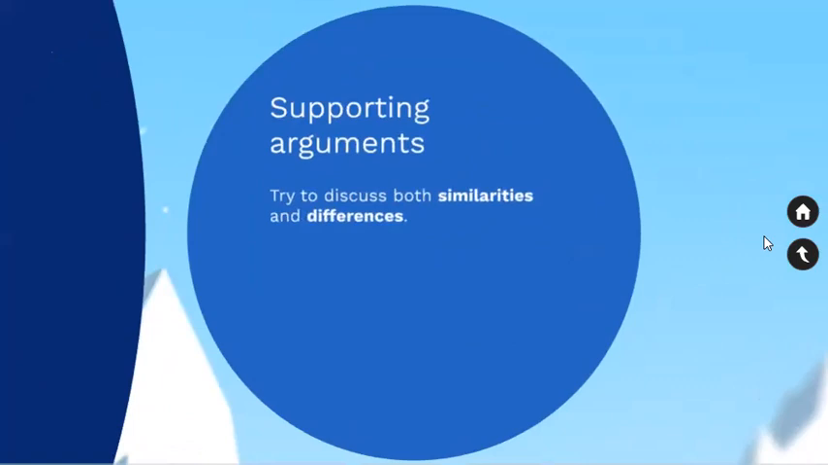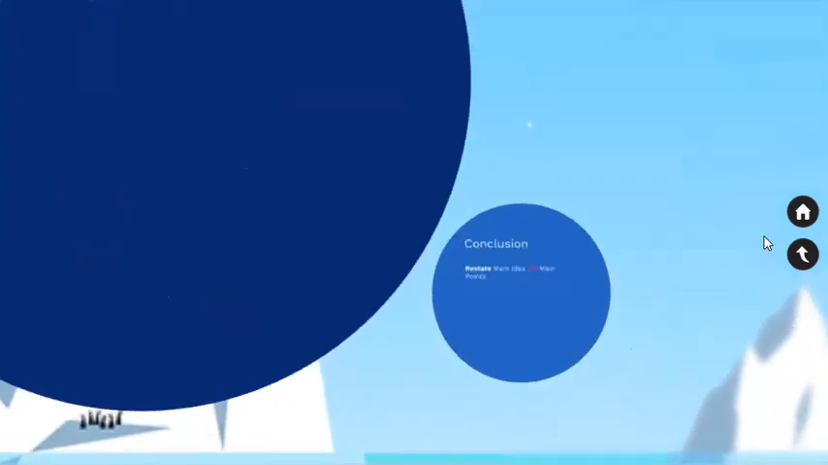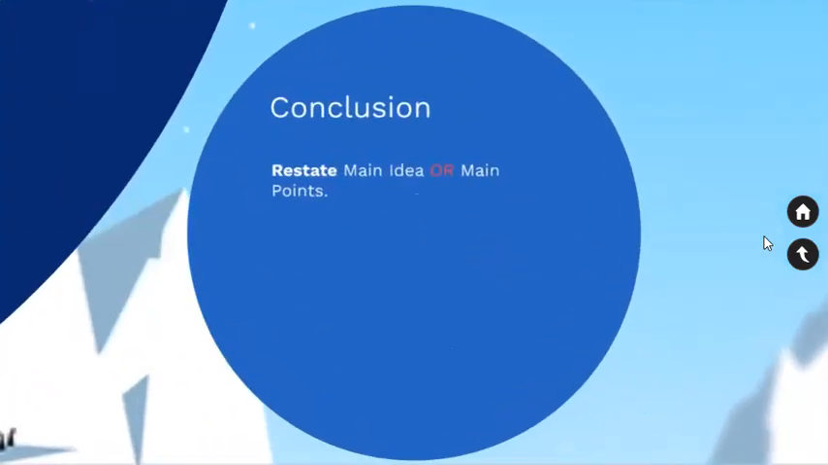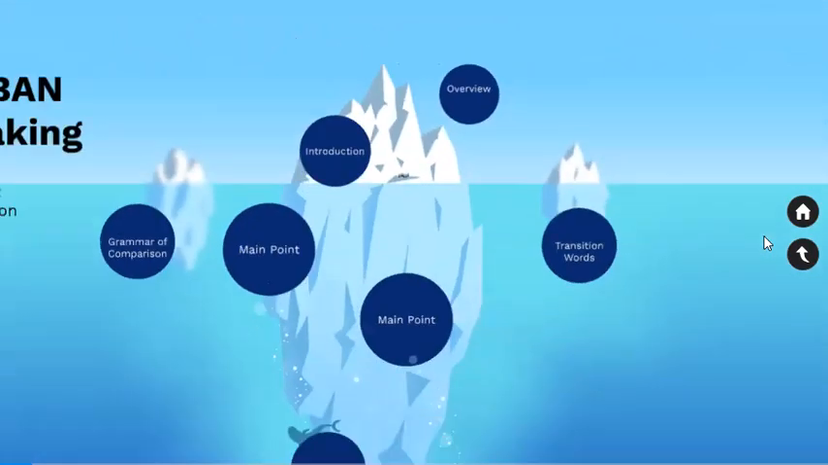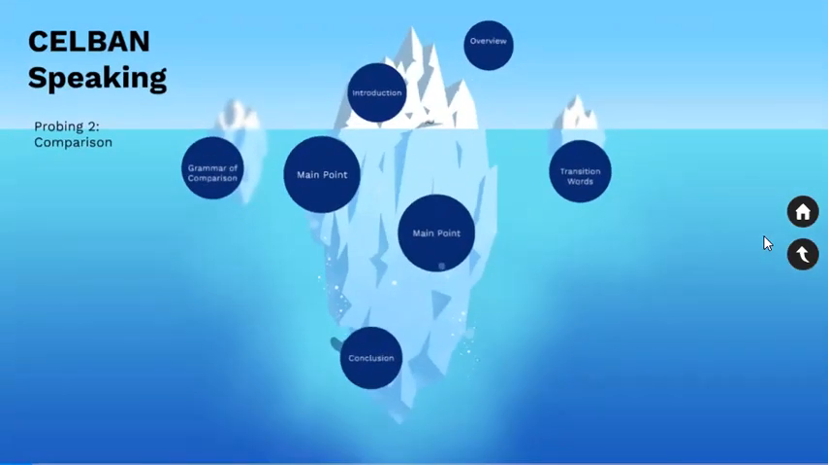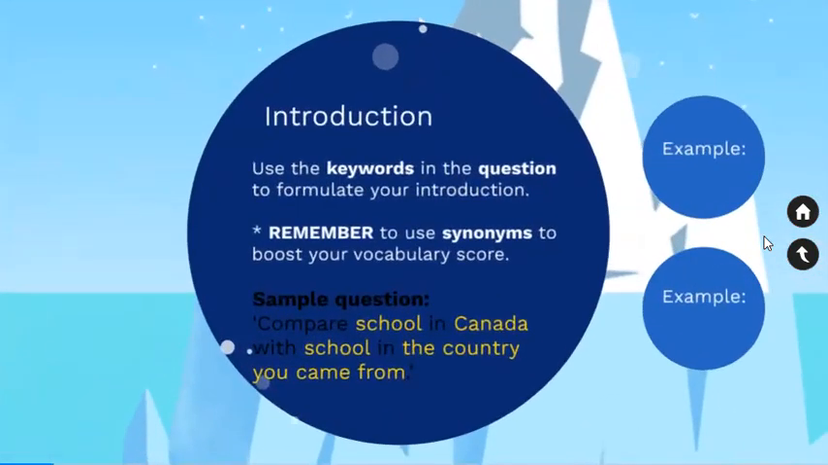Then you will have your supporting arguments. In this case, for comparison and contrast, try to discuss both similarities and differences. And then you have your conclusion, which restates the main idea or the main points. It's completely up to you. Now, we're going to dive into each of these components in more detail. So let's start with the introduction.